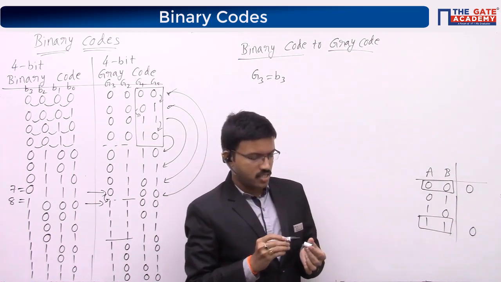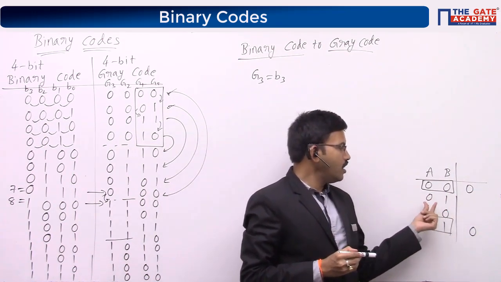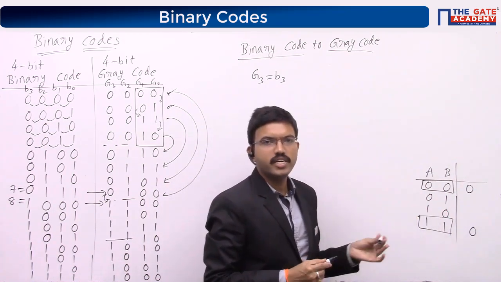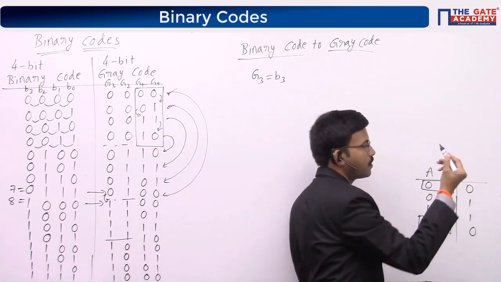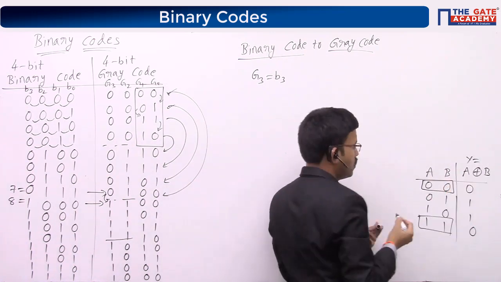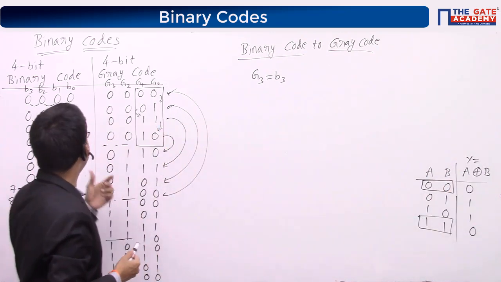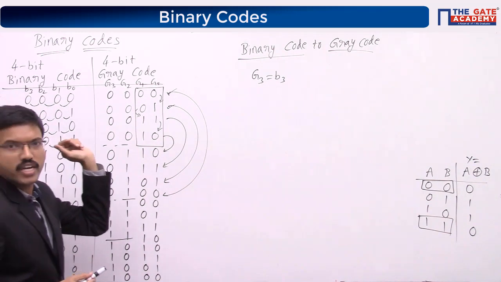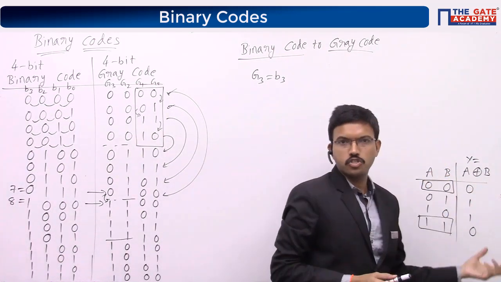Whenever there is a change, that means 0 to 1 or from 1 to 0, output we have considered as 1. What is this truth table? Yeah, XOR, right. A XOR B, Y equal to A XOR B. So here we have considered 2 bits. Say for example B3, B2 if I consider, here I am getting exclusive OR operation.